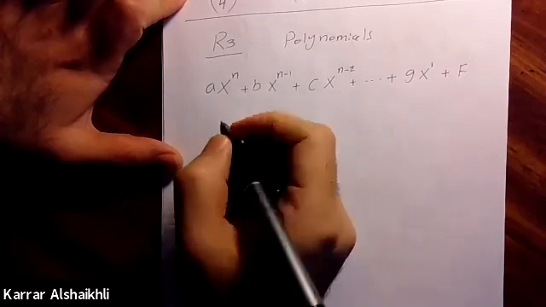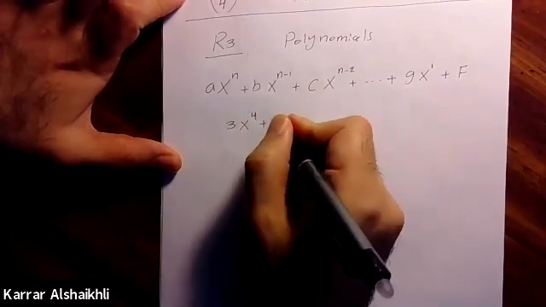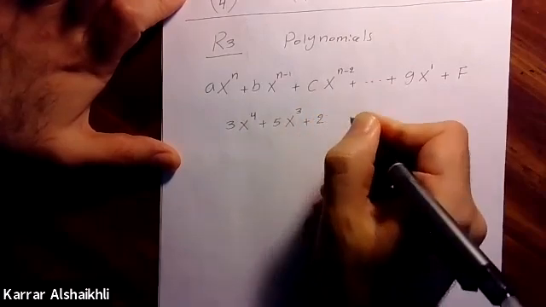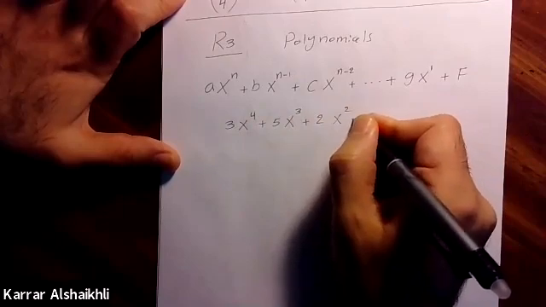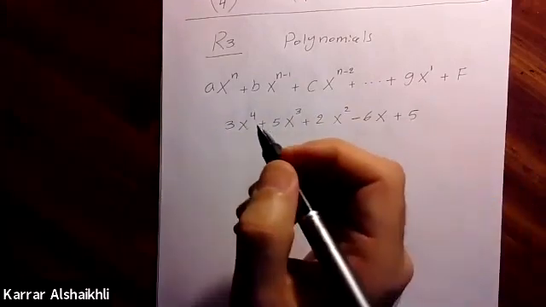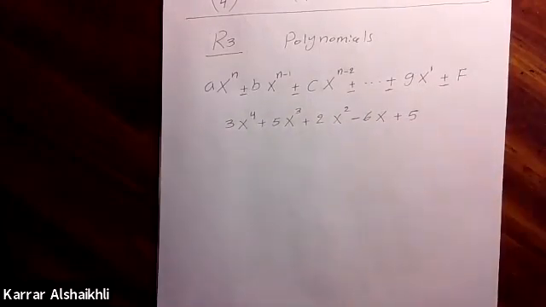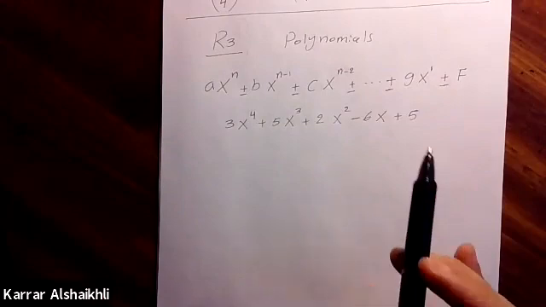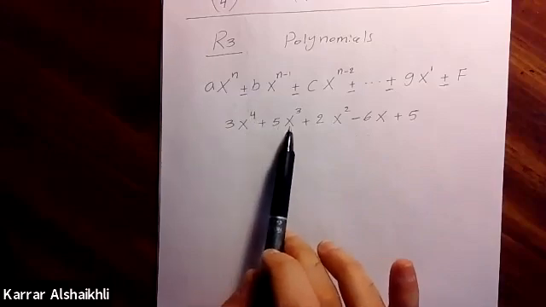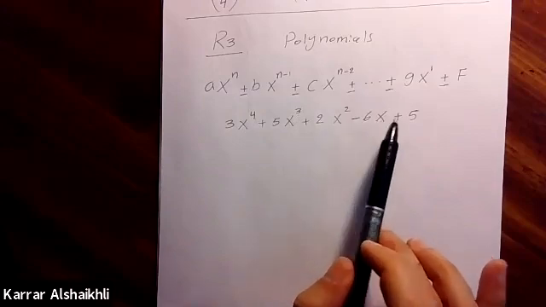If we have, check here, 3x to the power 4 plus 5x cubed plus 2x squared minus 6x plus 5. By the way, it doesn't matter if it's a plus or minus. It's not going to affect anything. So sometimes you have plus and minus together. You see, this is the polynomial: number x exponents, plus or minus number x exponents, plus number x exponent, minus number x, plus 5.